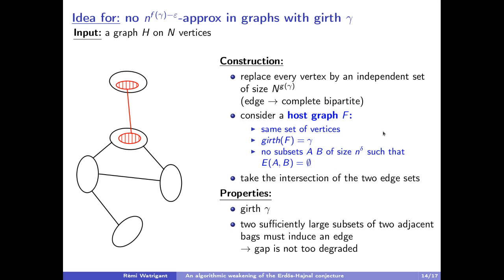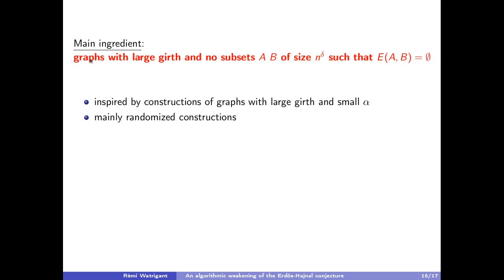So some questions about this host graph. What is this host graph? The main ingredient is a graph with large girth and no subsets A, B of large size such that there is no edge at all. So roughly the complement of complete bipartite graphs. How do we construct it? We can construct it by using the already known constructions of graphs with large girth and small independence number, except that we have to adapt. Instead of having no large independent set, we want no large complement of bipartite graph, roughly speaking. So basically, considering the triangle removal process and then analyzing the triangle removal process for triangle-free graphs allows us to obtain a graph with this property. So there are many randomized reductions.